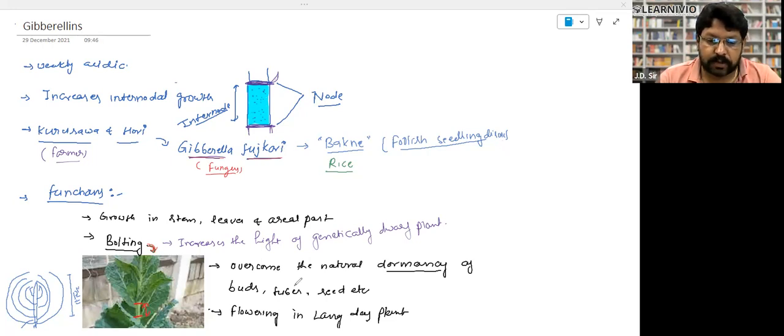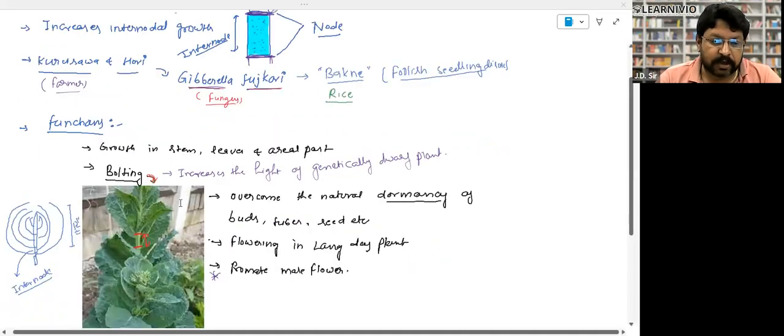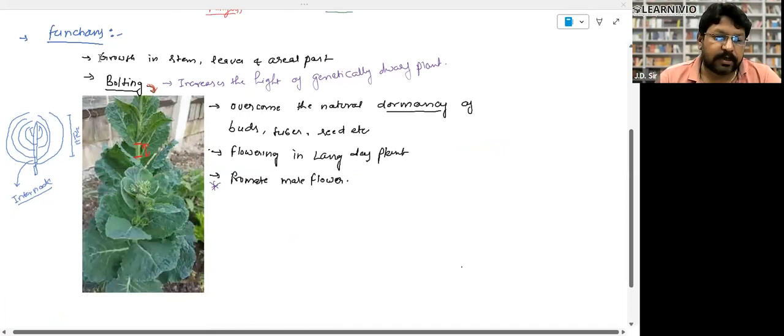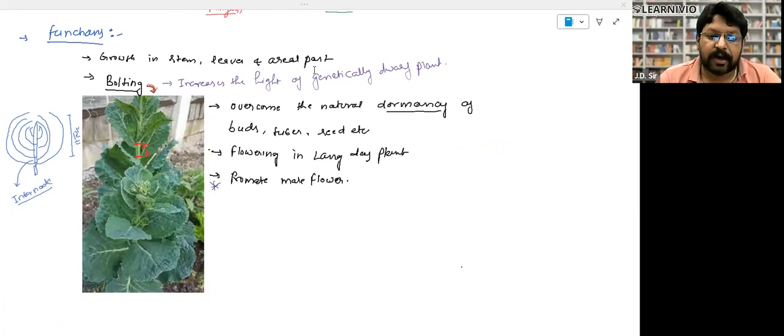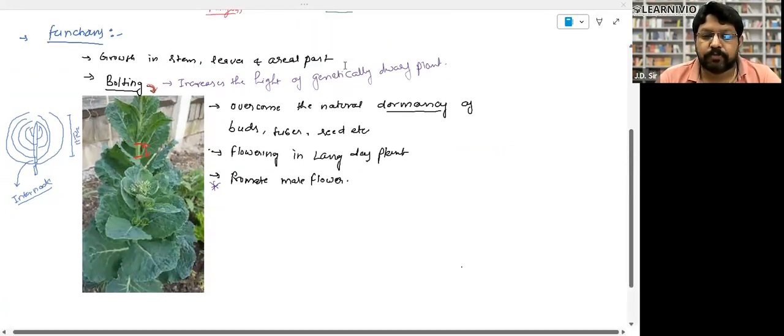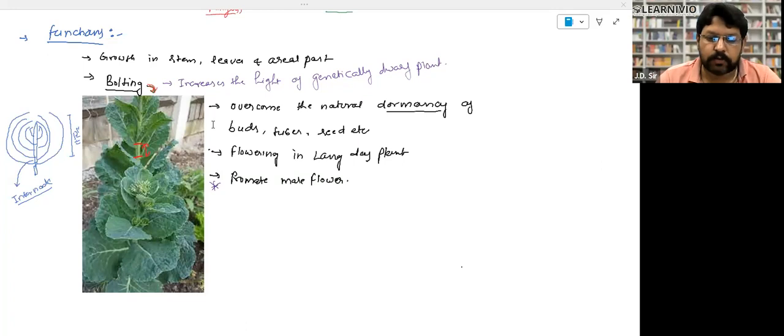Now you can see here the function of gibberellin. So let's see the functions of gibberellin. In the function of gibberellin, you'll see that it is responsible for the growth of stem, leaf, and aerial parts. So all those parts which are visible above the ground, their growth is pushed by this hormone, gibberellin.